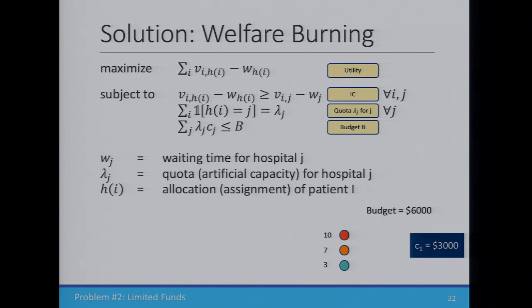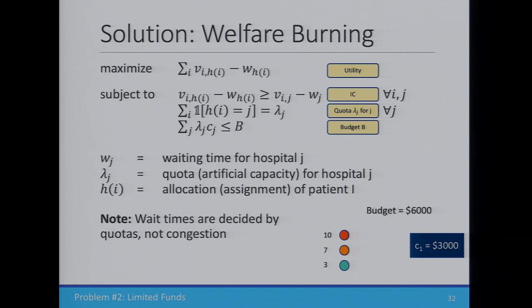Any questions on that? Okay. So I also want to note that the wait times are not actually decided by congestion. They're decided by these quotas, which are coming from the budget constraint. So these are artificially imposed wait times.